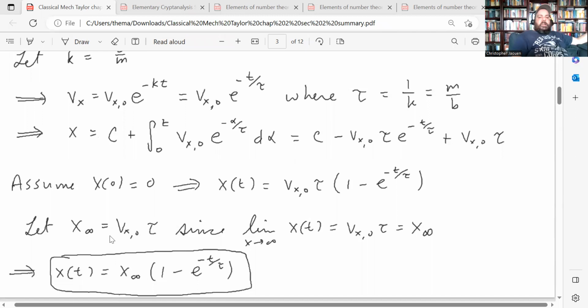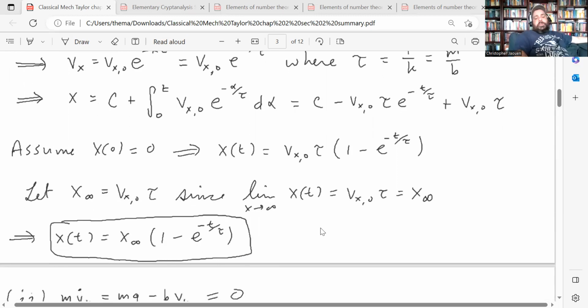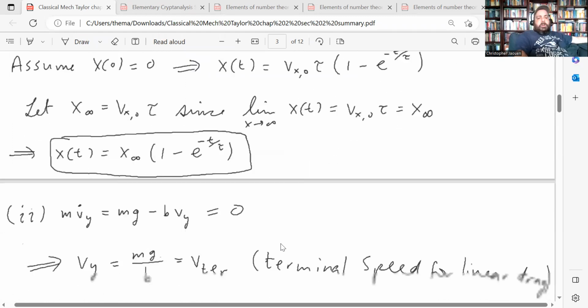If you let x infinity represent this quantity, the initial velocity in the horizontal direction times tau, then you can rewrite the equation like this. It just looks a little bit nicer. And that's because this is the limiting value for x as t goes to infinity. All right. So that's the solution for the equations of motion in the horizontal direction.